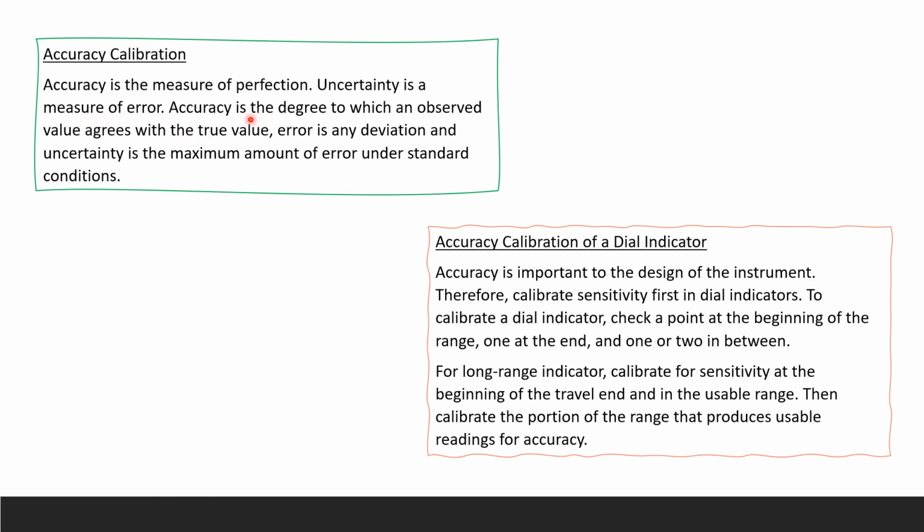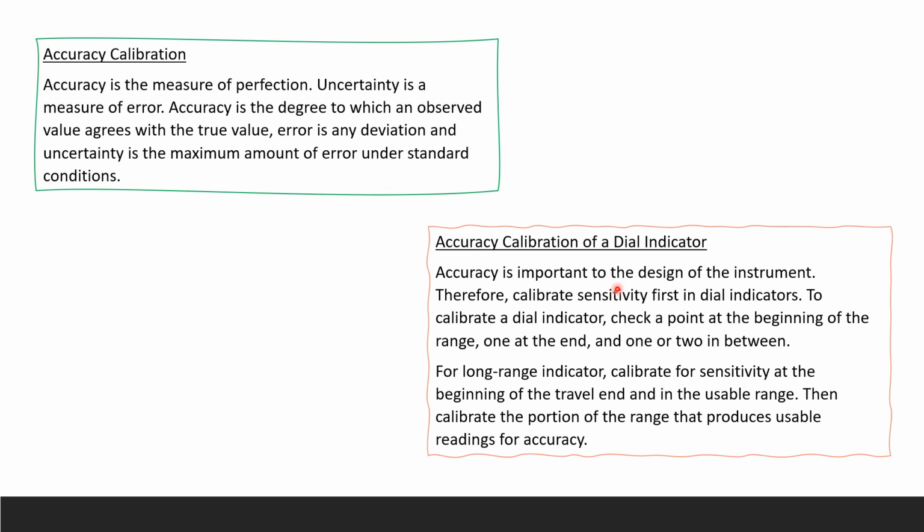Accuracy is the degree to which an observed value agrees with the true value. Error is any deviation of it. Uncertainty is the maximum amount of error under standard conditions. If you think about uncertainty, think about error. If you think about accuracy, think about standard. That's your true value. You're always comparing your observed value with a true value, your part with a standard. So that's accuracy calibration of a dial indicator.